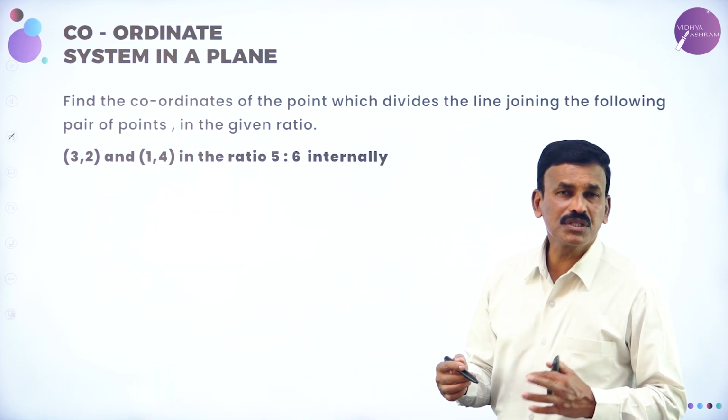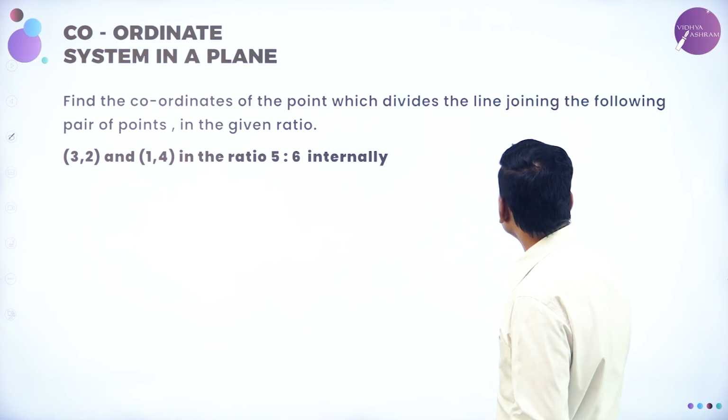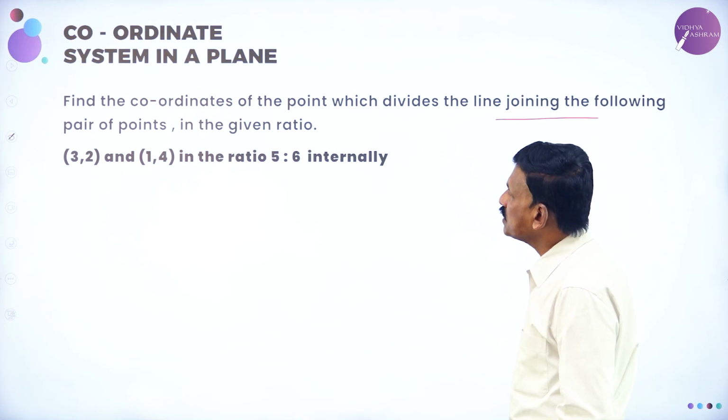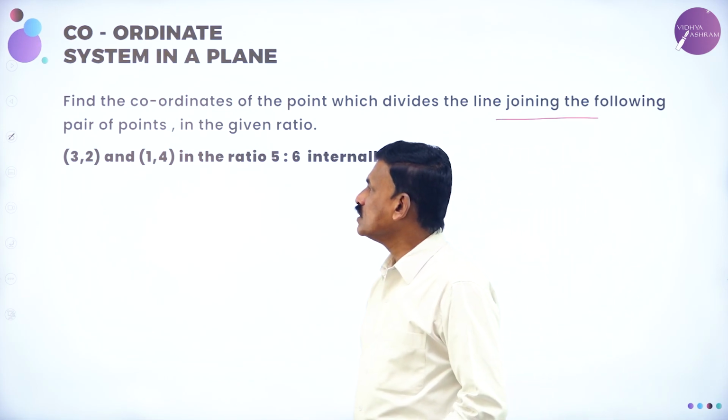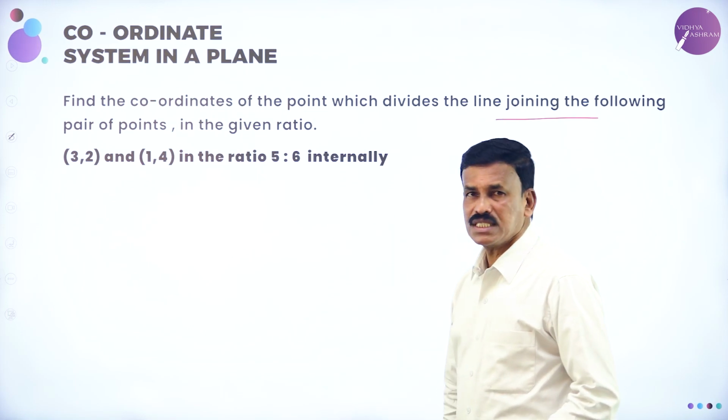Now, let's move on to the problems based on this. Find the coordinates of the point which divides the line joining the following pair of points in the given ratio. Now, what is the first problem? (3, 2) and (1, 4) in the ratio 5:6 internally.